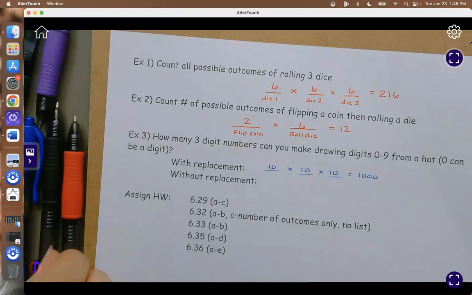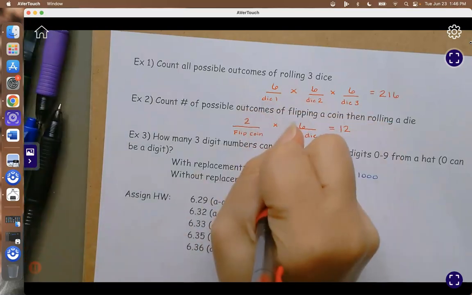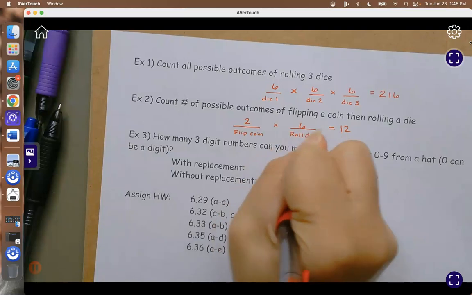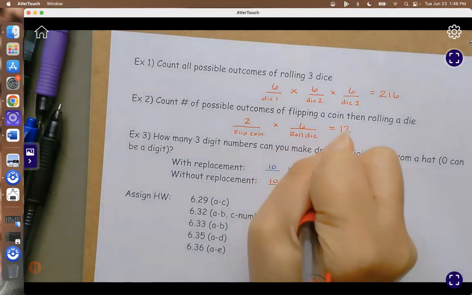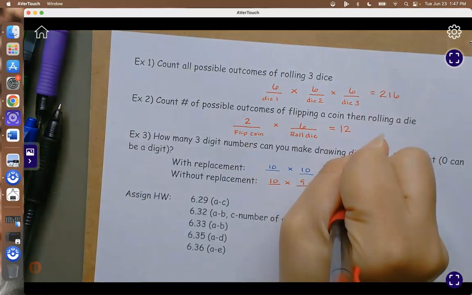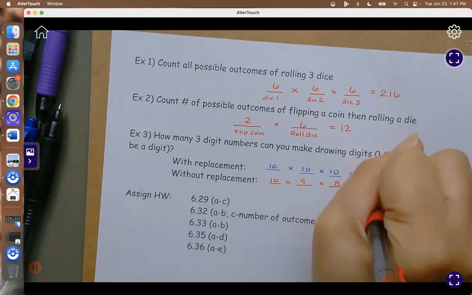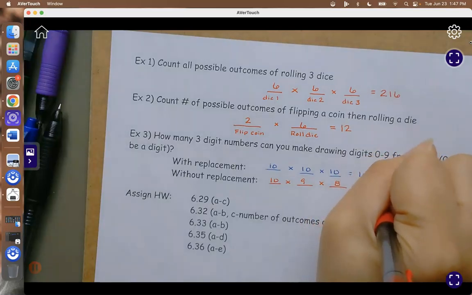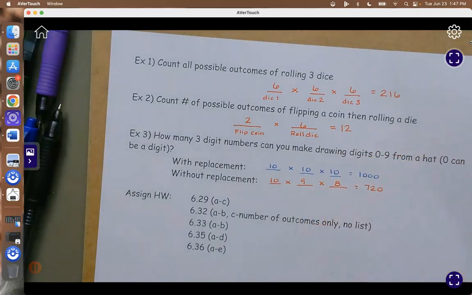But if I cannot replace, I start with 10, but then I can't replace that one. So now I have 9. And I can't replace that one. So now I have 8. And this is going to give me 720. Okay? So we have that.